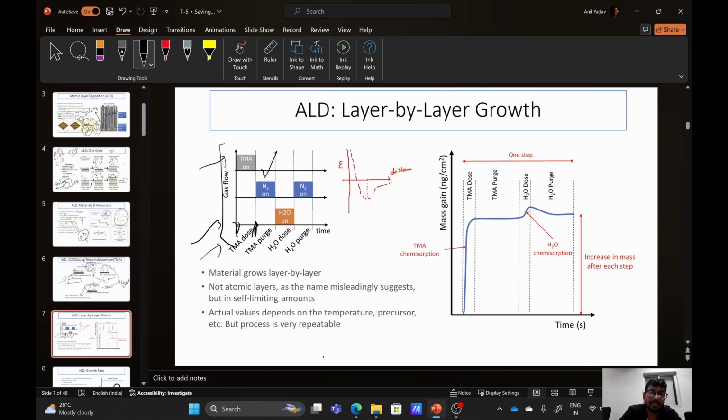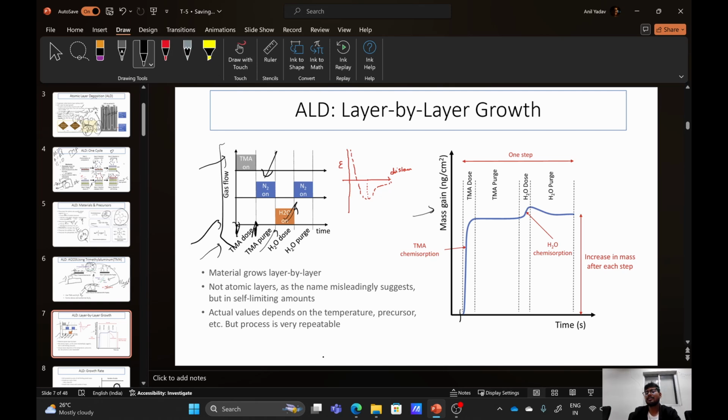You purge with nitrogen, and to oxidize it, you pass H2O or oxygen or ozone that will react with the TMA and form Al2O3. Then again, to remove the excess H2O, you purge it with nitrogen. So this is the mass gain over the substrate, in nanogram per centimeter square.